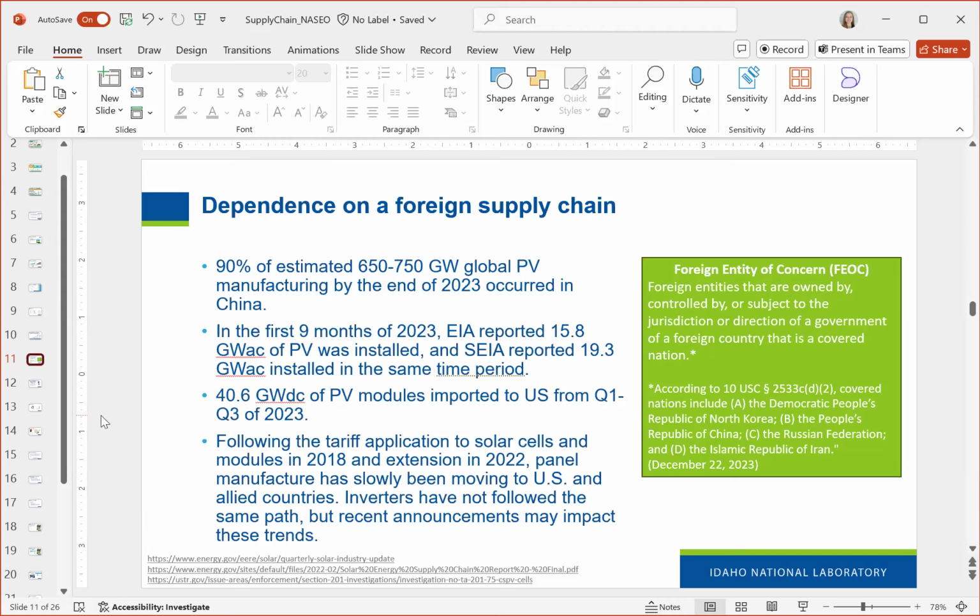And then just a note, why do we care that it's China? The goal here is not to say that things that are coming that are not domestic are bad, or even that these Chinese companies are bad, but we do want to note that China is one of the named foreign entity of concern countries. That leads to a designation of foreign entity of concern, which are foreign entities that are owned by, controlled by, or subject to the jurisdiction or direction of a government of a foreign country that is a covered nation, which includes the PRC, as well as Russia, North Korea, and Iran. But as we know, most of that production that we're thinking about here is coming from China.